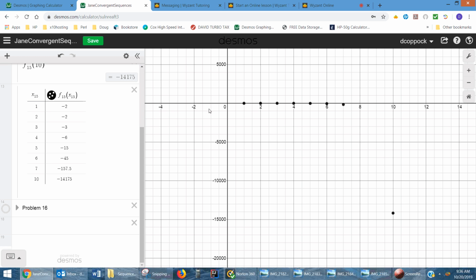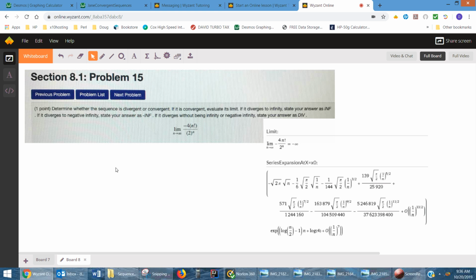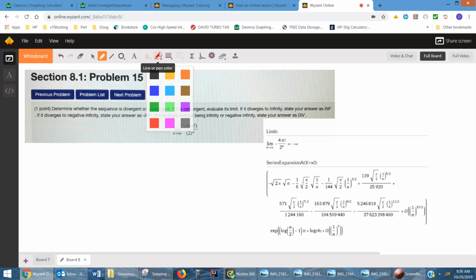Okay, so it looks like as n gets bigger and bigger, this table confirms it. When n is 10, we're already down at negative 14,175. And if I go to 20, look how big that number is. So it looks like Desmos confirms that the limit of this sequence is negative infinity. How could we show that? Well, this takes a little bit of trial and error. Let's see if we can rewrite this part in a way that confirms what's happening.